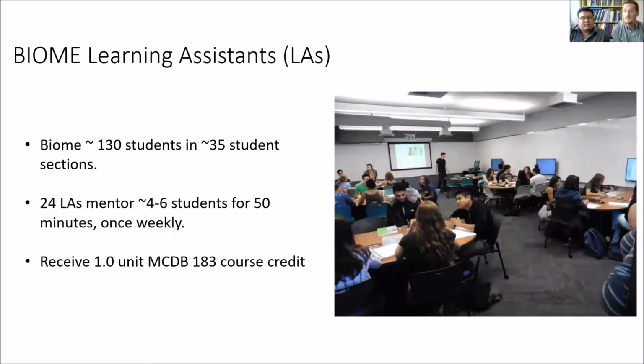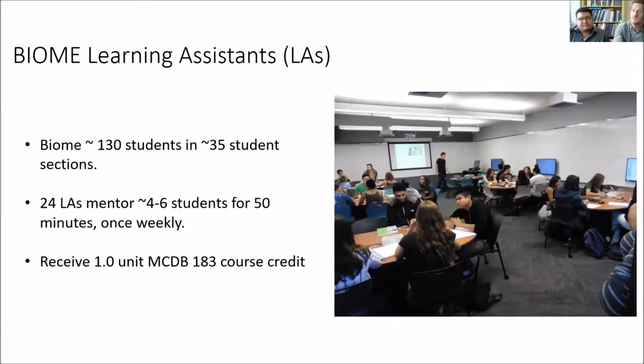So we talked about the active learning classroom before. What we do with the Biome Learning Assistants is that this is a class of approximately 130 students that are split up into multiple sections, 35 students typically. There are 24 mentors per quarter in this course. So each table that you see in this photo has a mentor sitting at it, and they mentor 4 to 6 students, as we mentioned, once weekly, and they receive course credit for this.